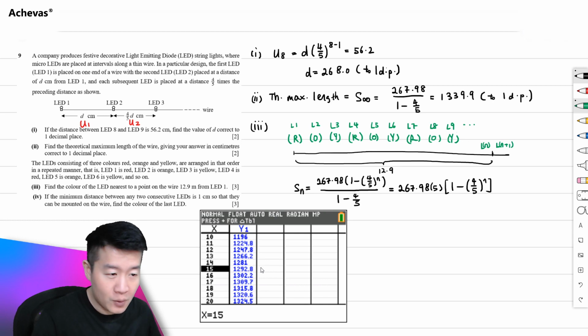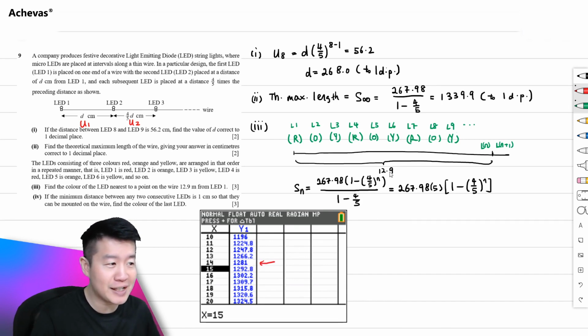So I can see when it is S14, from here, 1281, that is just before this, because this is 1290 cm. Okay, this is given to us in meters, so 1290 cm.